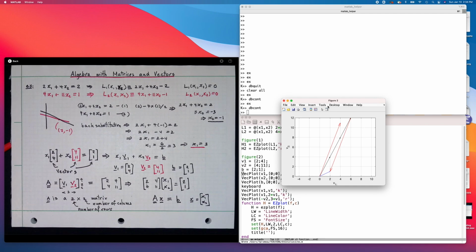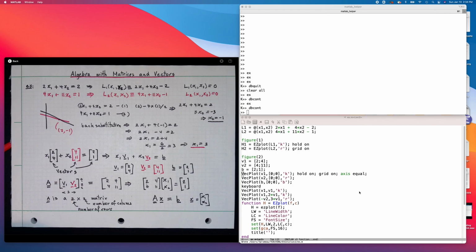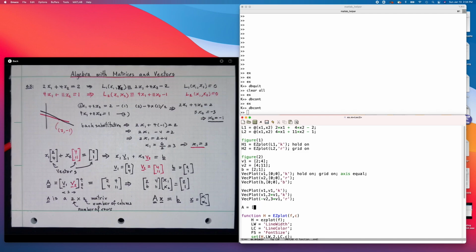All right, so how do we enter matrices in Matlab? There are different ways, and I'm going to show you a bunch of them right now. We can define A to be equal to V1 comma V2. Remember, the comma separates the columns, and the semicolon separates the rows. V1 is already a column vector, so I can create A by just sticking the two vectors side by side, like that. That's method 1.